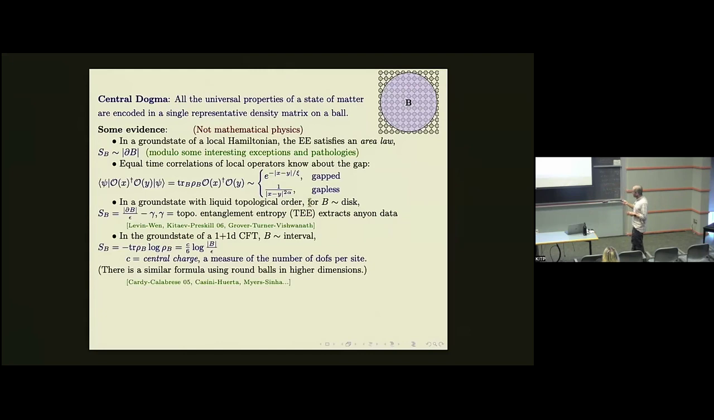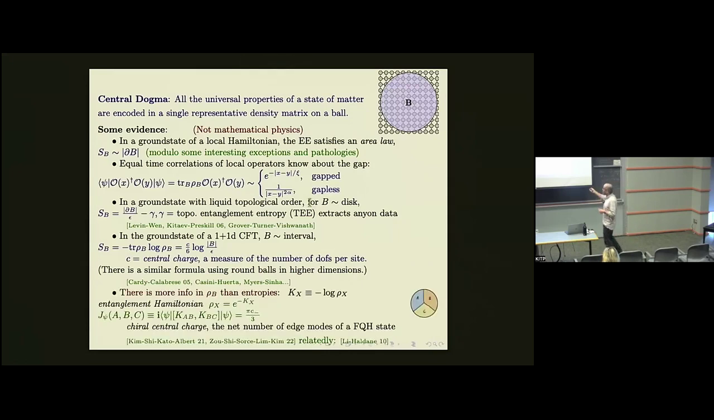So one important exception to what I said about the area law of the entanglement entropy is in the case of the ground state of a 1 + 1 dimensional CFT, conformal field theory, where, as Ross already mentioned in his talk, if I choose, so in 1 + 1 dimensions, a ball is an interval. In that case, there's this logarithmic violation of the area law, but the coefficient is the central charge, which is some property of the fixed point describing the CFT, measuring the number of degrees of freedom. And there's a similar formula for round balls in higher dimensions, which extracts the analogous renormalization group monotone.